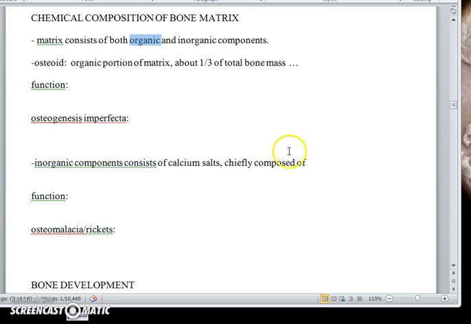Okay, so I don't think we did this. So the inorganic parts. Remember, just a little while ago I said calcium, and that's pretty much true. Here's the official term. I'm going to cut and paste it in. So yours says in your notes: inorganic components consist of calcium salts, chiefly composed of calcium phosphate. That is what you want to write right there. Calcium phosphate.